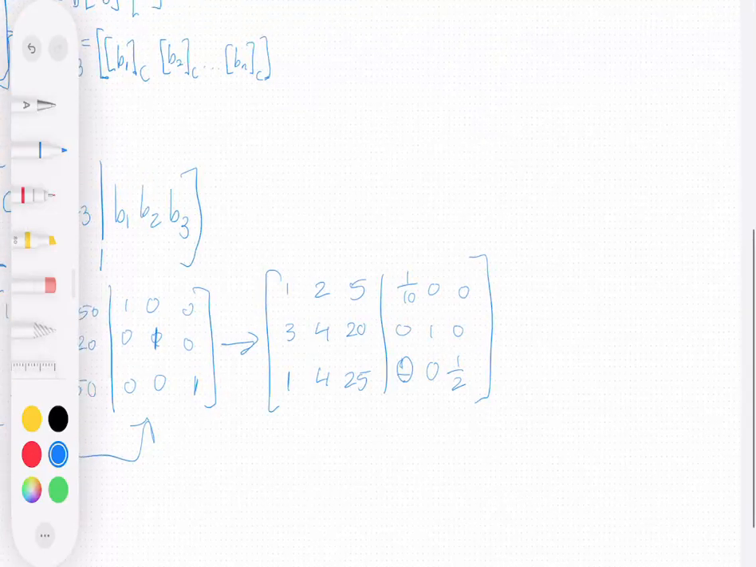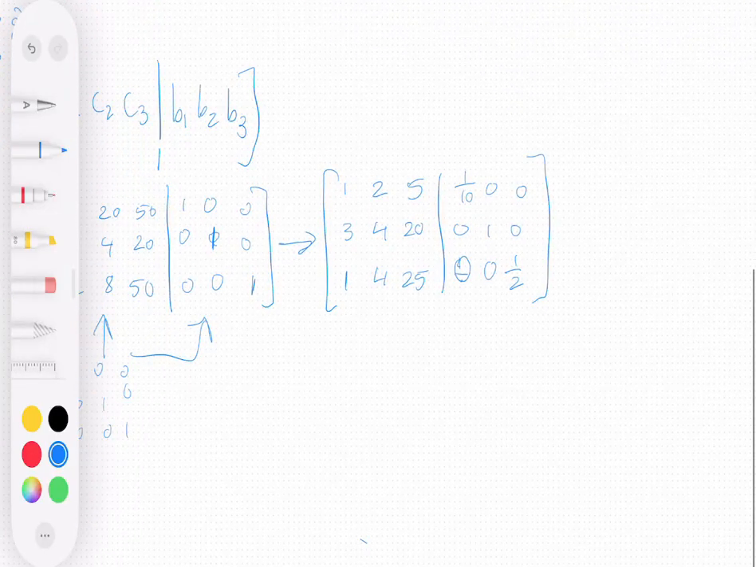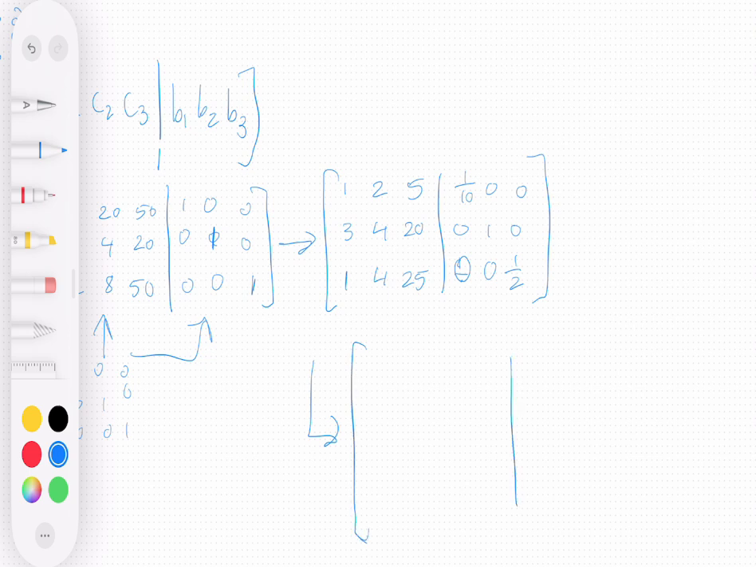Then we can subtract 3 times the top row from the second row, and we'll subtract the top row once from the bottom row. That'll give us minus 6 would be -2, and minus 15 would be 5. And then we'll do the same thing on this side.